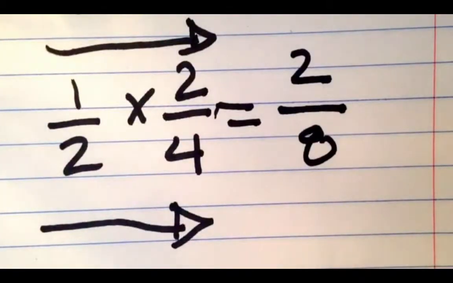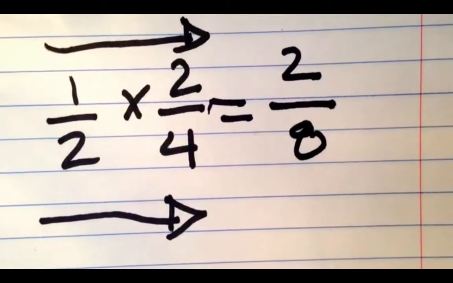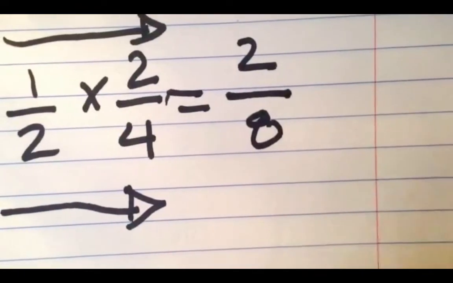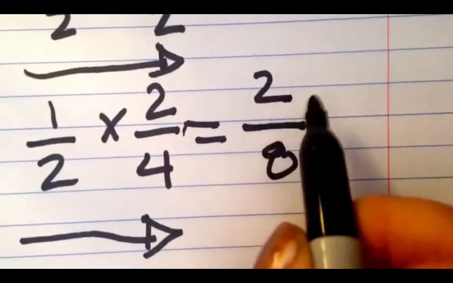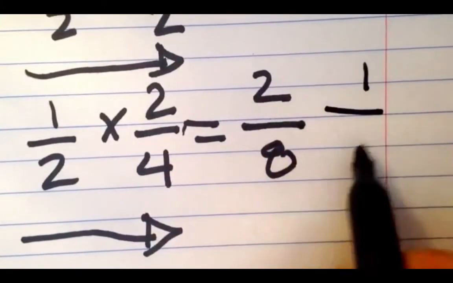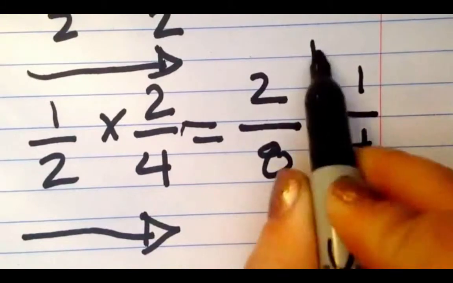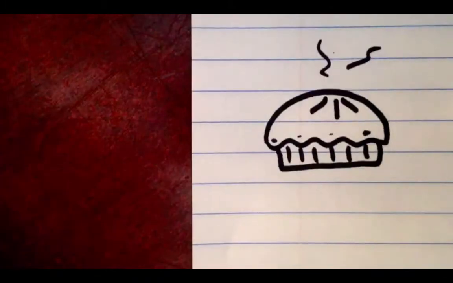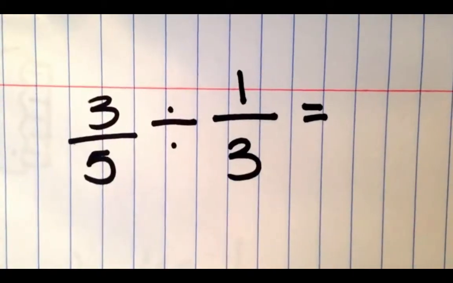Alright, now we got to reduce it. So we're going to go by 2s, by 3s, by 5s. So this time is going to be by a 2. So we're going to go 1/4. That's going to be your final answer. Everybody say it with me now. Dividing fractions is easy as pie. Flip the second and multiply. Now try this on your own.